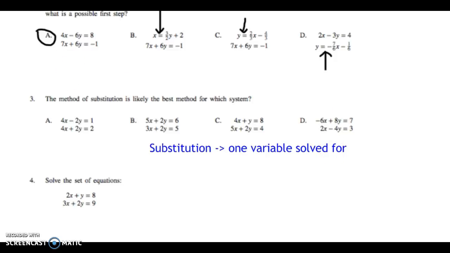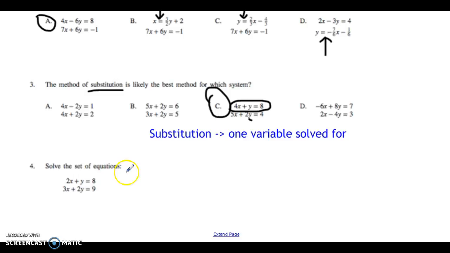So my best solution for this one, if we're using substitution, we want to try to solve for a variable. Wow, that was a terrible circling. It's easy to solve this equation for a variable because all we got to do is subtract 4x from both sides. So the method of substitution is likely the best method for C. I would solve it for y, I would substitute it in for this y, and then I'd solve it as normal.